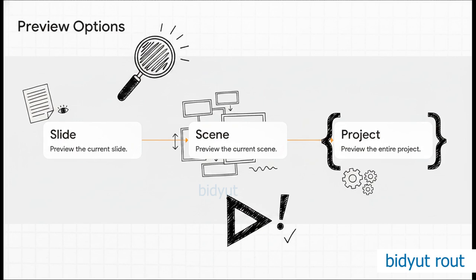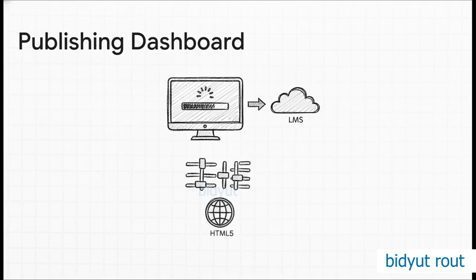Step 1, you can preview just the exact slide you're working on right now. Step 2, you can preview the whole current scene to check how a specific group of slides flows together. Or Step 3, just preview the entire project from start to finish. This is your chance to step into your learner's shoes and interact with the course exactly the way they will. It's absolutely crucial for catching any little bugs before you do your final export. Once everything is looking absolutely flawless, it is time to publish.